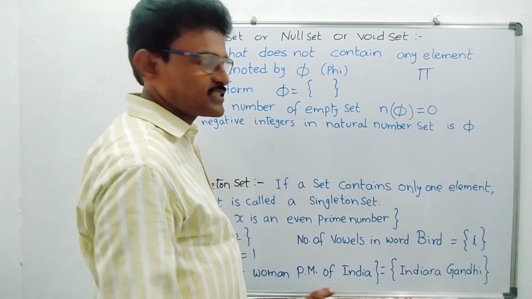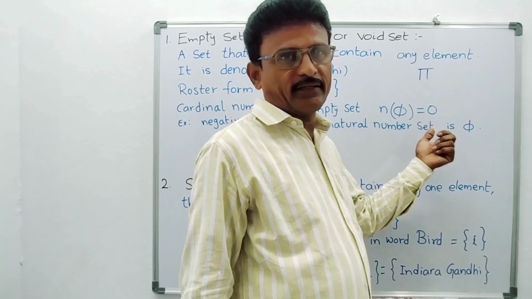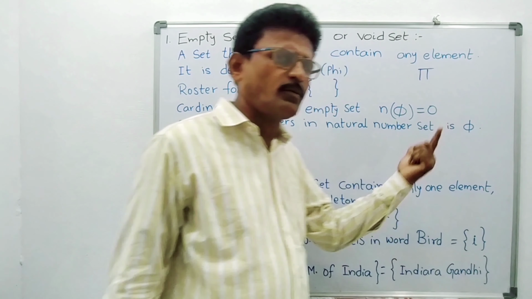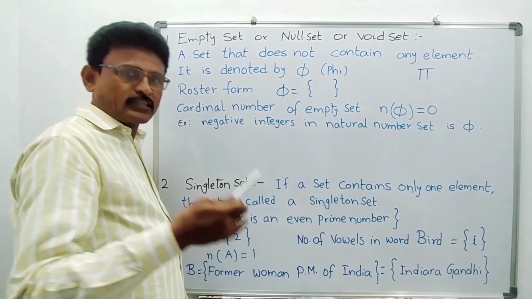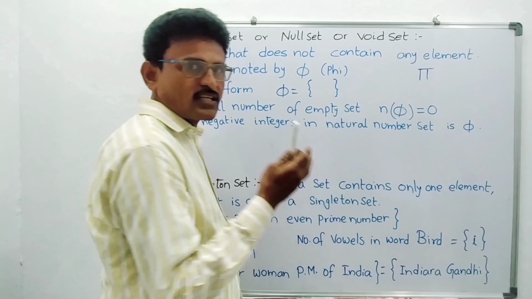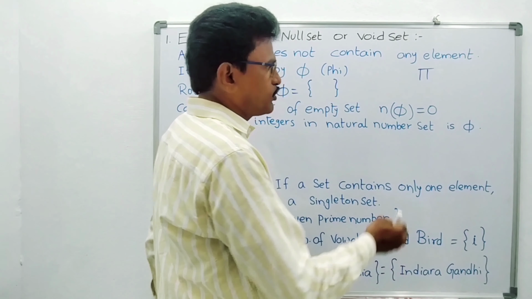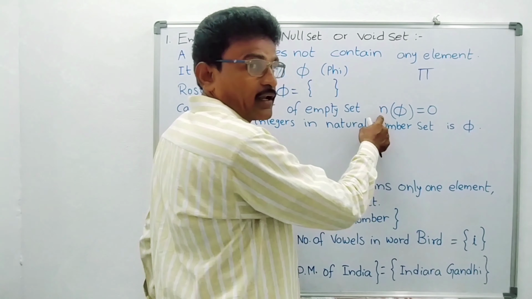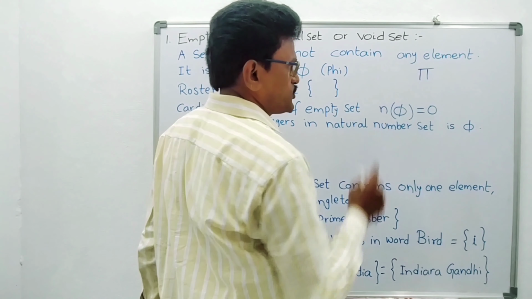Now see, the cardinal number of the empty set: n of phi equal to 0. What is the cardinal number? The number of elements in the set. In the empty set, there is no element. So the number of elements is 0. That we can represent as n of phi equal to 0. This n of phi means the cardinal number of set phi. So the number of elements is 0.